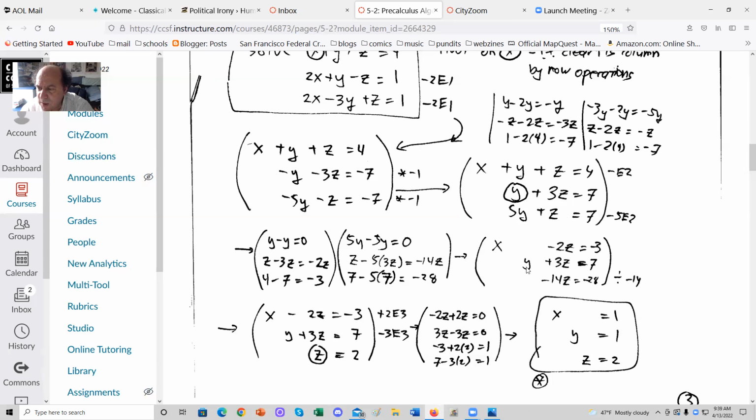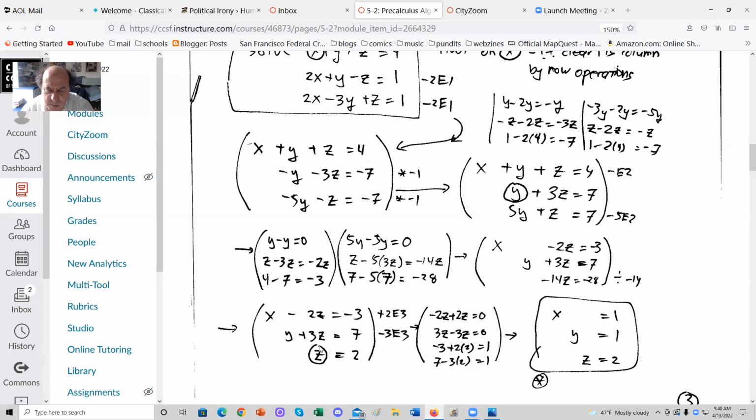Y plus 3z equals 7. Third equation, 5y minus 5 times y cancels. Now, z minus 5 times 3z is a negative 14z. We put that here. And 7 minus 5 times 7 is a negative 28. We put that here. Now we have negative 14z equals negative 28. We divide by negative 14 and get z equals 2. Along with these equations, x minus 2z equals negative 3, and y plus 3z is 7.